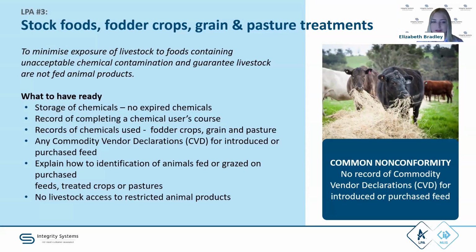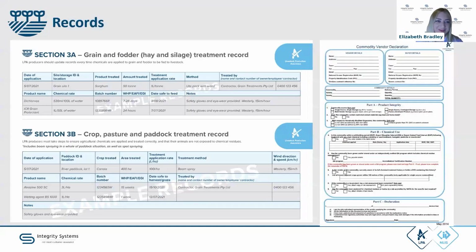Yes, and I think you know it's coming, but we do have records around these as well to help you out. You can get the commodity vendor declaration online. We have ones around if you're treating hay that you've got on the property, or you've got something in silos, for example, or you're treating your pasture. We've got records to kind of support you doing all that.